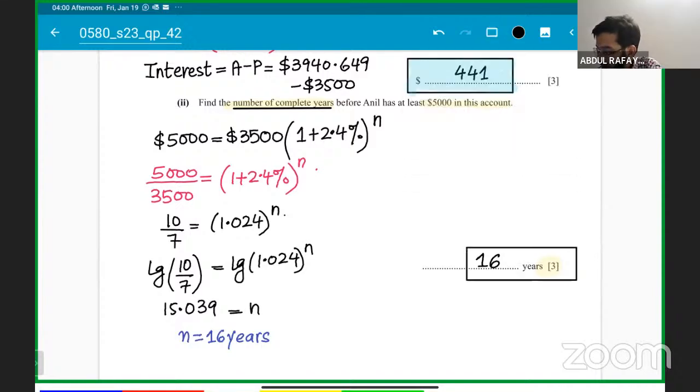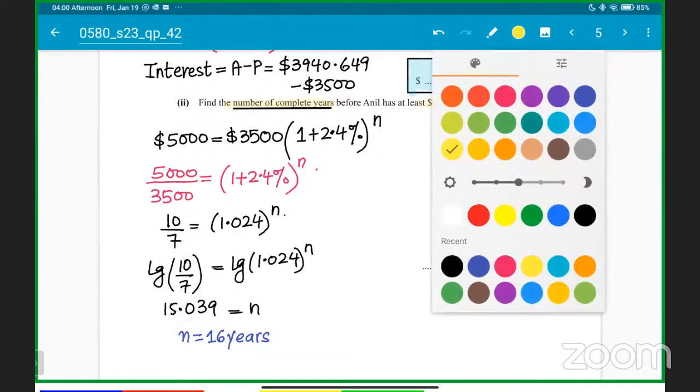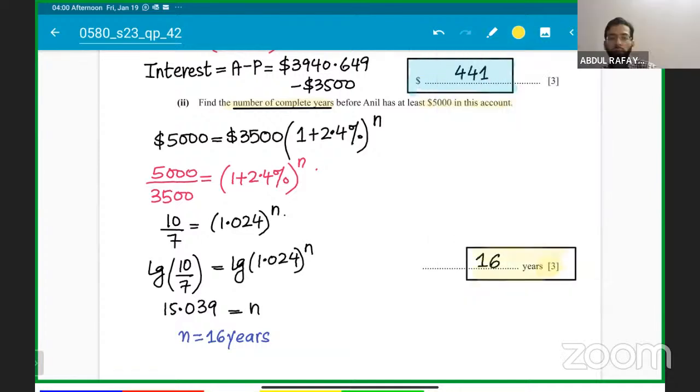Any doubt, anyone, any problem? Clear on this? Let me know any issues. Just apply it; the logs can be applied directly in the calculator. There's a log button, and then divide by log 1.024. So you will get the n value as 15.039 because they're asking for the complete number of years.